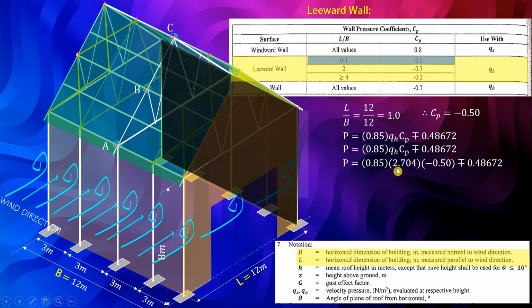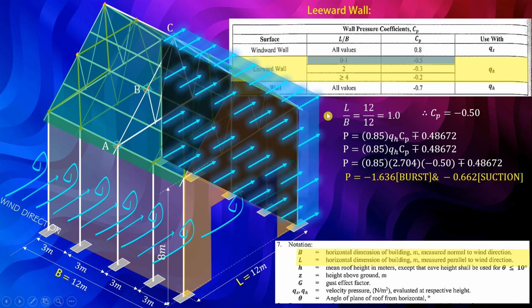Okay, so we have 0.85, yung QH natin. Again, na-compute na natin to kanina. 2.704 times negative 0.5 minus plus 0.48672. So if we use minus sign, we'll get negative 1.636 for the worst condition. And if we use plus, we have negative 0.662 for the suction condition. So bali dito yan. So negative sign meaning away siya sa surface.